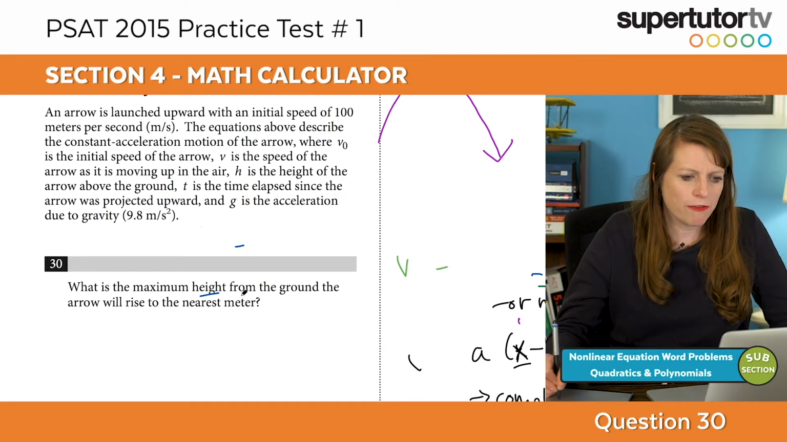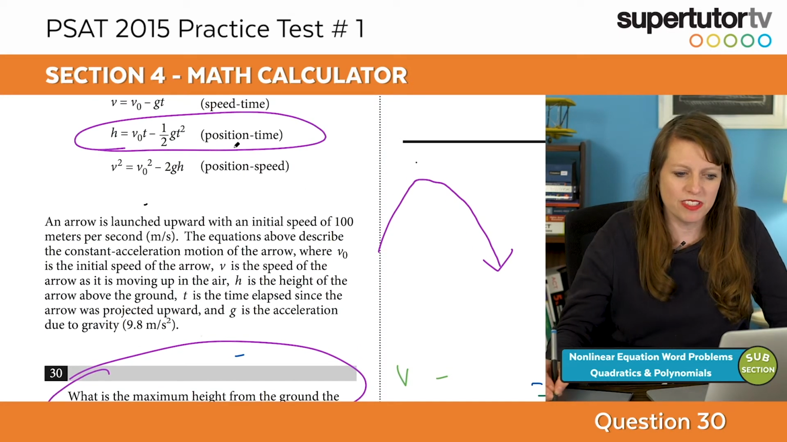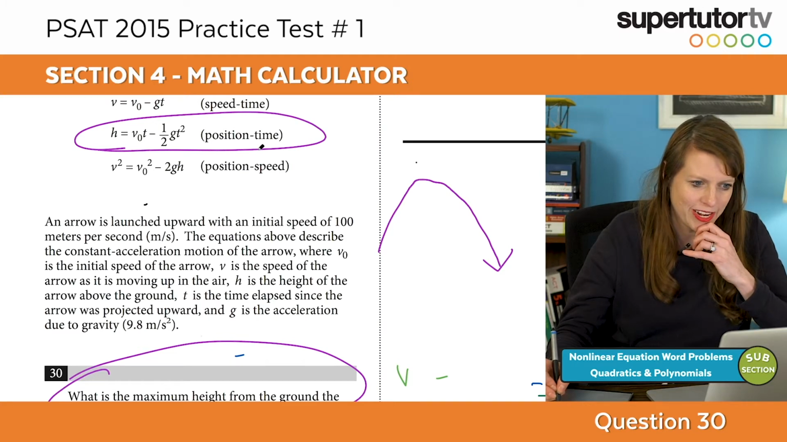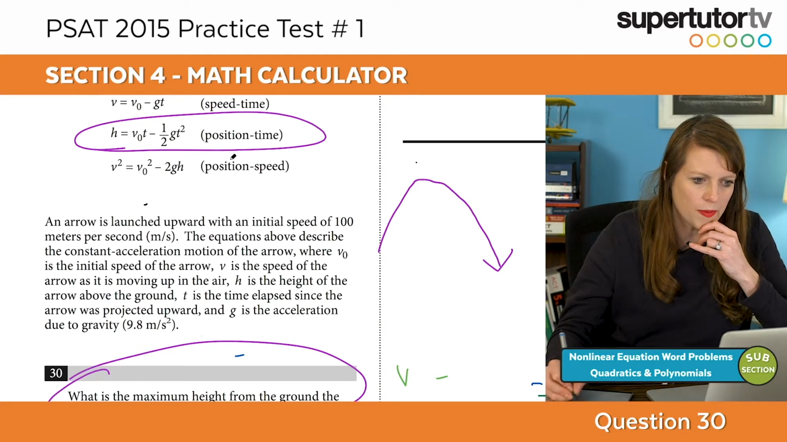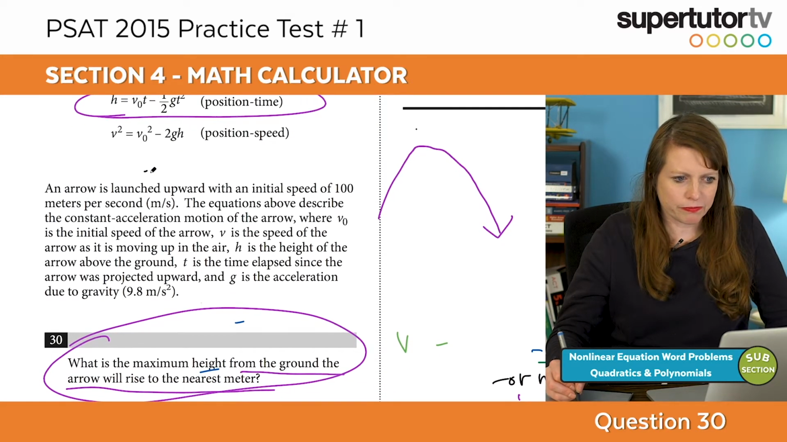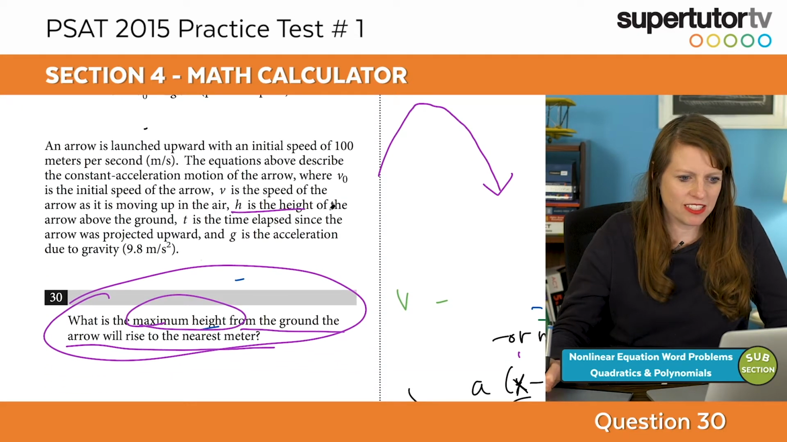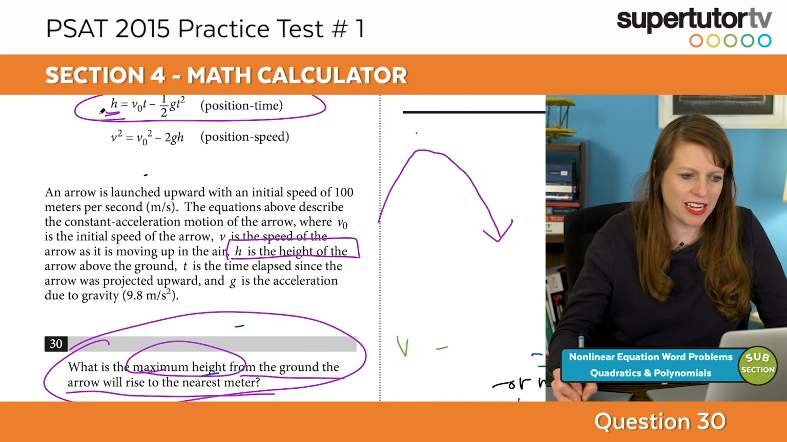What is the maximum height from the ground the arrow will rise to, to the nearest meter? So this is just talking about the position time, the height function, right? Or maybe the position speed. This could also potentially model it. But I want h, the height, right? I want the maximum height, and so we need to find h as the height. Yeah, so I want to maximize h.